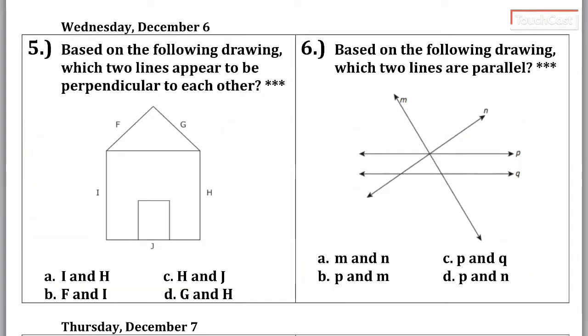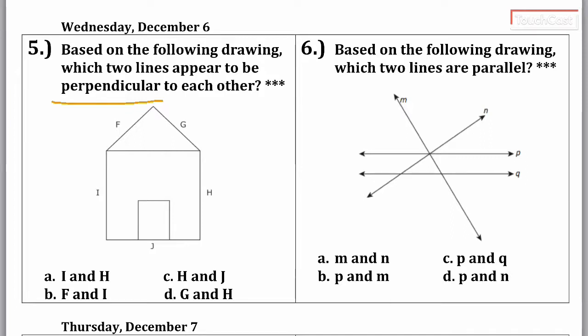All right, Mr. Parson here, going to go to Wednesday's homework, December 6th, starting with number 5, changing colors from Miss Yao. Let's go with orange. It says, based on the following drawing, which two lines appear to be perpendicular? Of course, I'm going to annotate perpendicular because that's what we're looking for. And of course, you know, I'm going to tell you about process of elimination. Let's go to our first answer choice.